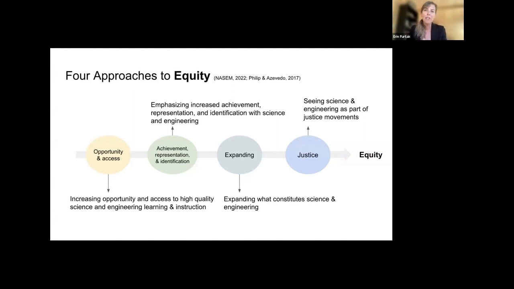And then the third and fourth approaches talk about, first of all, expanding what constitutes science and engineering, going beyond these white Western ways of knowing and doing science. And the fourth is seeing how science and engineering are linked up with and supportive of larger justice movements around the goals and interests of value to historically marginalized communities.